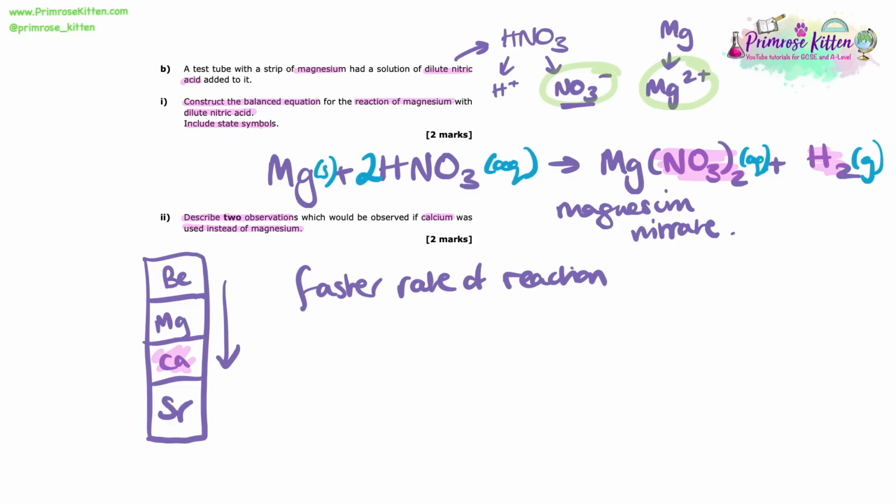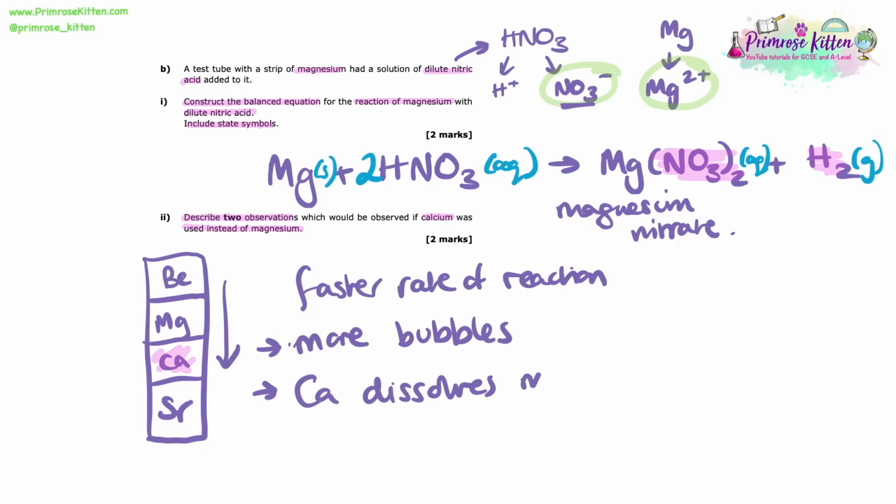So the result of this is going to be 2 observations. The first one is going to be about the gas that gets produced. It's going to get produced more quickly. So there's going to be more bubbles, and they're going to be produced at a faster rate. Now the second point is going to be that the calcium is going to dissolve more quickly than the magnesium would. Again, that's because the calcium is more reactive than magnesium.